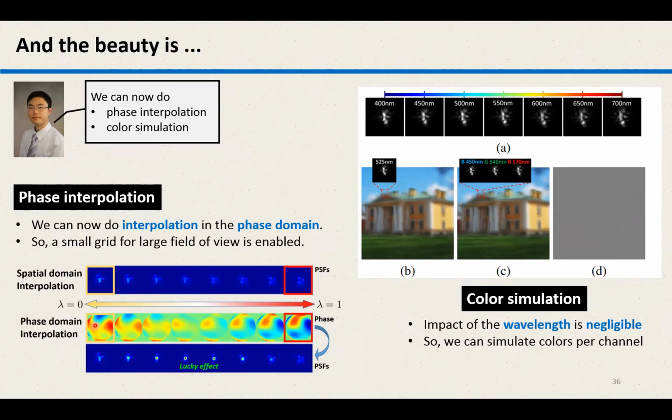But in version 2, since we have the phase-to-space transform, you can just interpolate everything in the phase and then apply the phase-to-space transform. You can get all the point spread functions correctly. And note that if you do the interpolation in phase, you will be able to get back something called the lucky effect. In the spatial domain interpolation, you're not able to do that. We also did a lot of experiments with the color simulation that we showed that with the new simulator, you can do the color simulation pretty accurately as well.